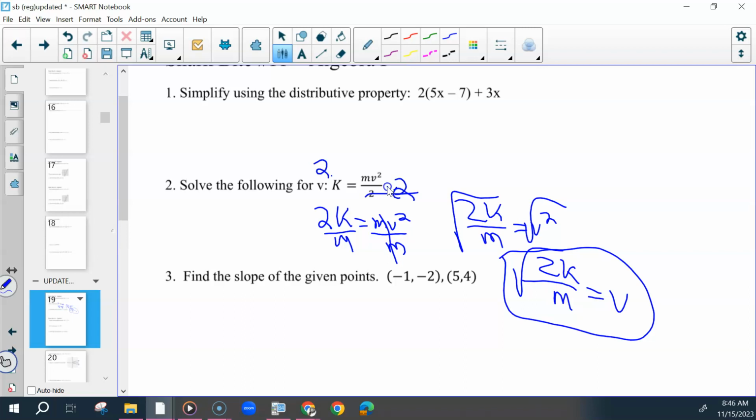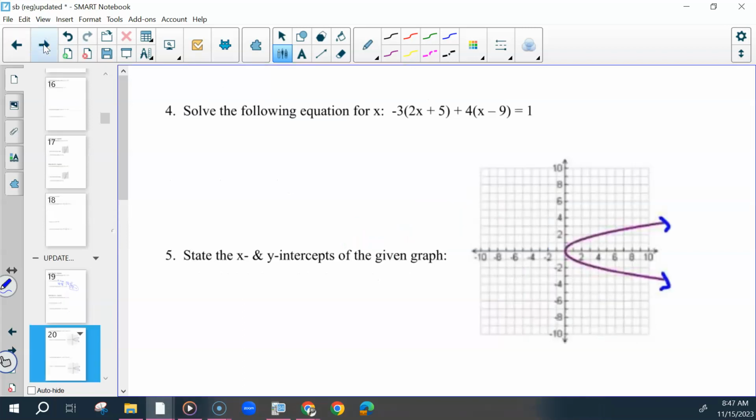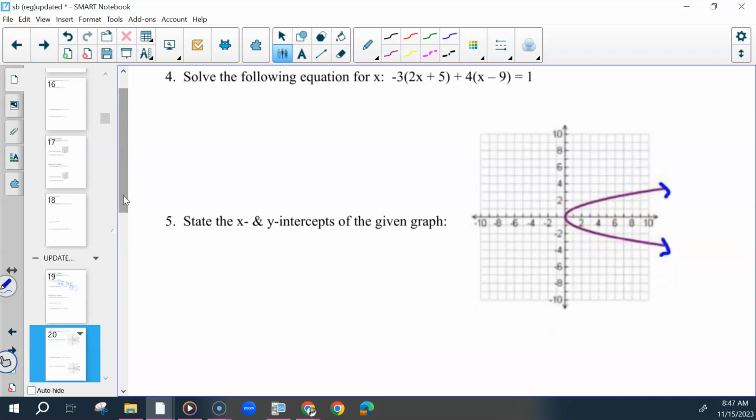Okay, and then number 5. The x and y intercepts, there's one x-intercept and one y-intercept. Both are the same.